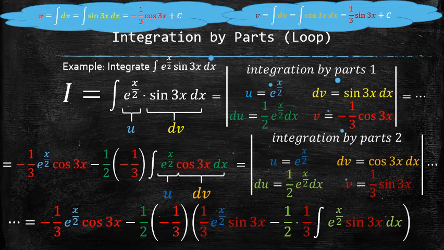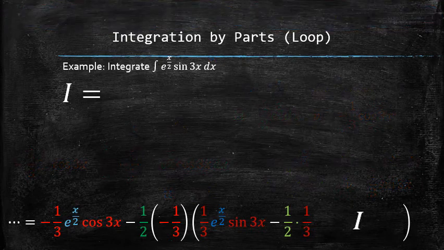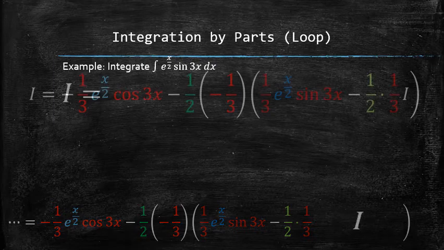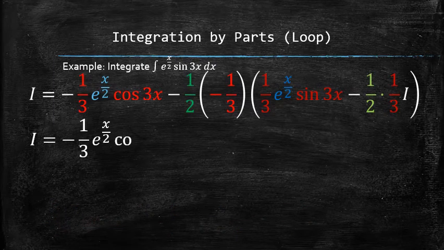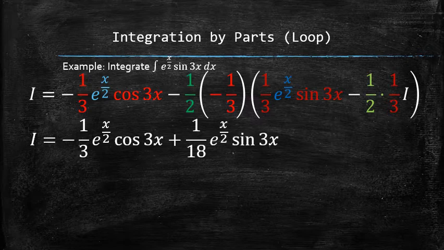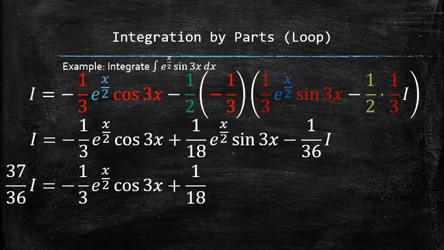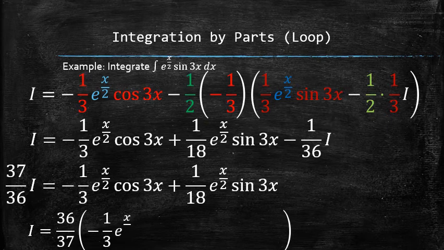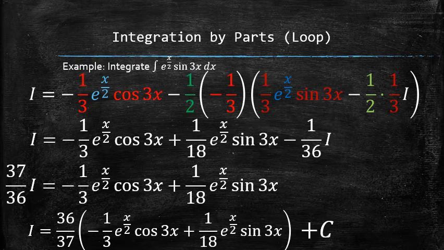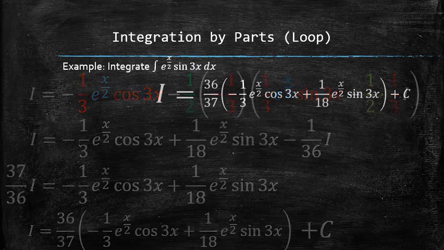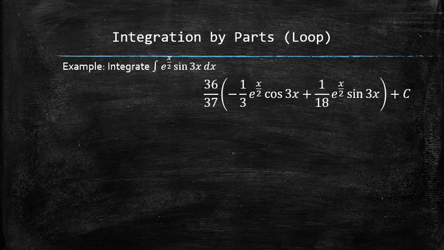We introduce I to replace the original integral everywhere it appears. After removing all the intermediate results, we now have the following equation in terms of I. We simplify the right-hand side. To collect all I's on one side, we add 1/36 of I to both sides. And to isolate I, we multiply both sides by 36/37. And we add plus c to the result at the end. We now have the answer to the original problem.